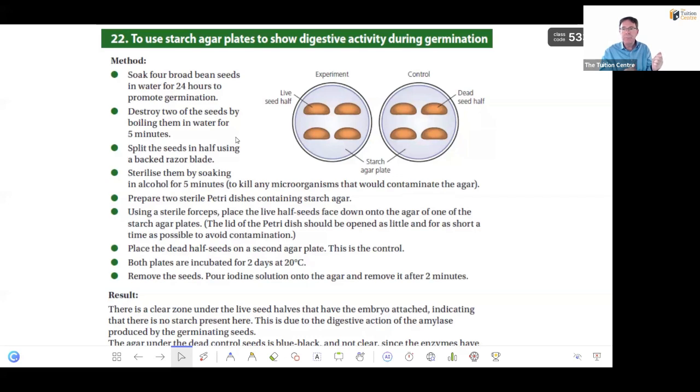So you soak them, then you take them and you boil half of them, boil a couple. That'll kill them, by the way. Then you don't boil another couple. You take a razor blade and split the broad beans down the middle. They're like big baked beans, but bigger. And you split them down the middle.